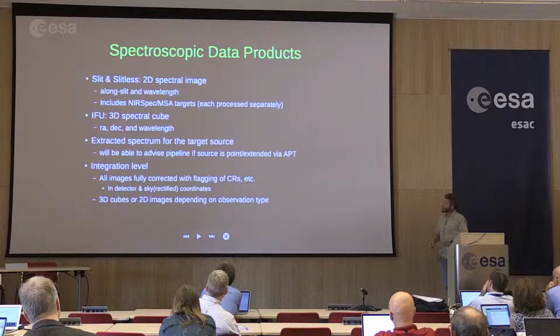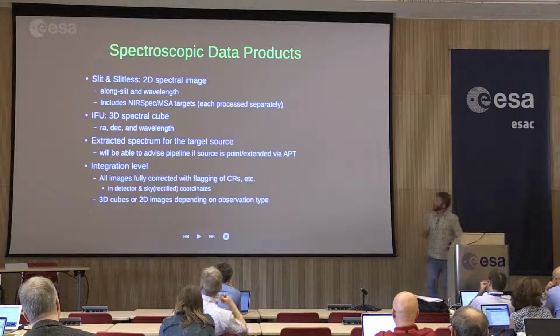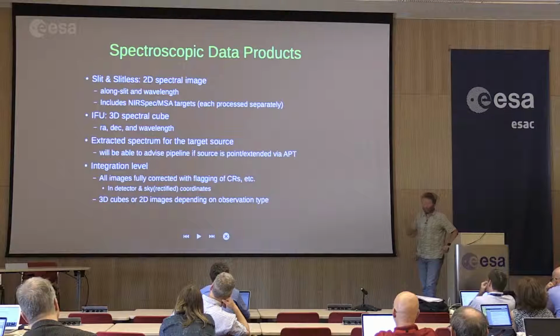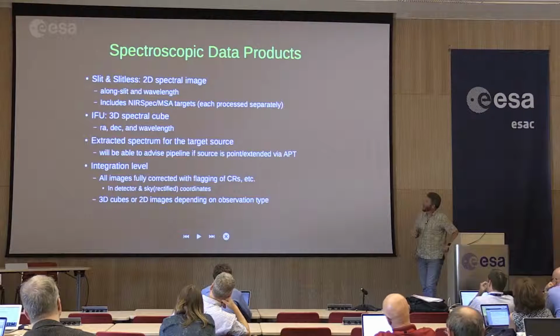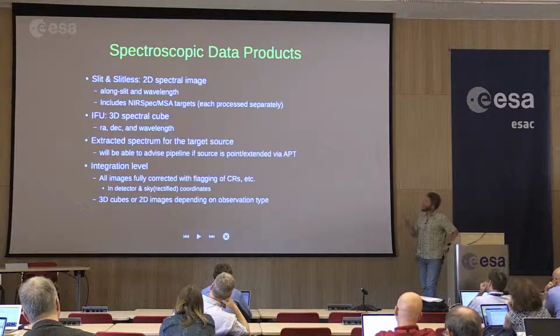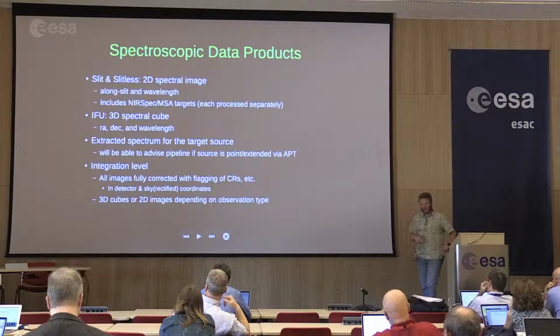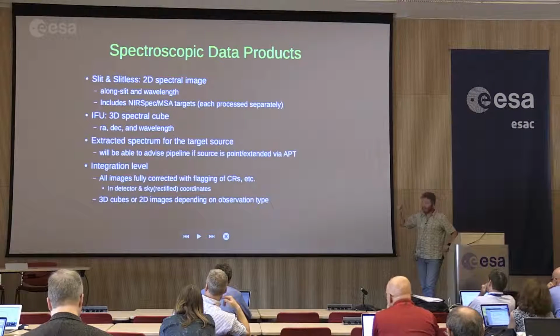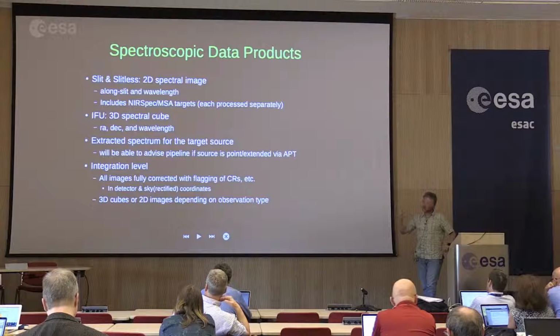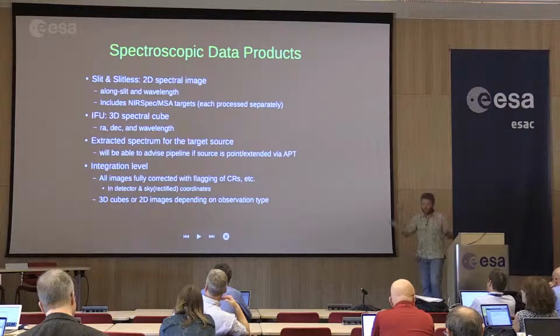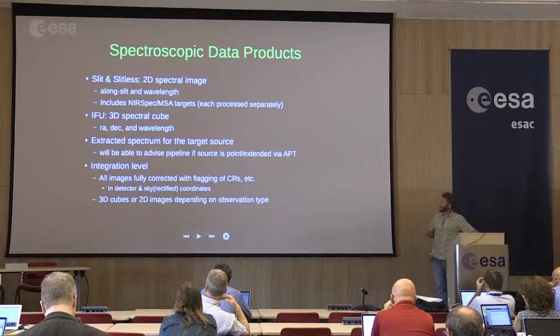Spectroscopic data products for slit and slitless. There'll be a 2D spectral image, with dimensions of a long slit and wavelength. And this includes, that should say MOS, that's one of the corrections I made, any of the multi-object spectrograph modes, both slitless and with the NIRSpec slits, right? So each of the isolated sources is treated like an individual source, and so we get that straightforward processing.